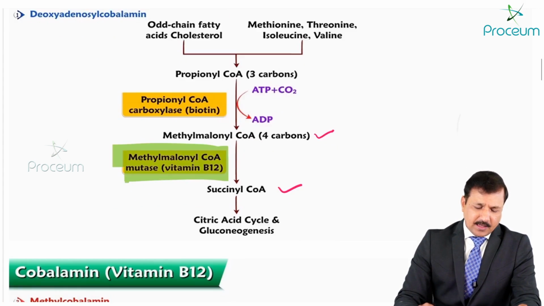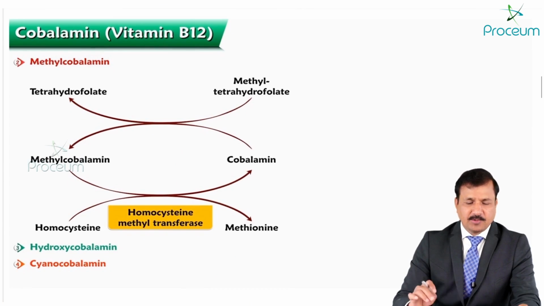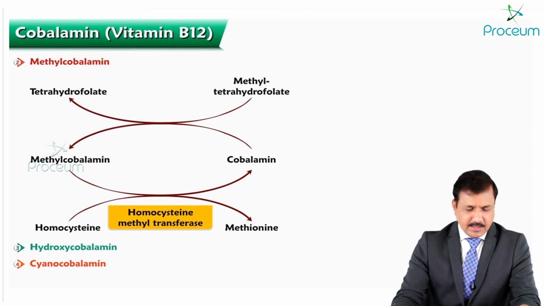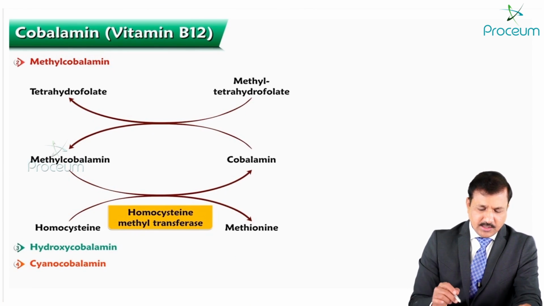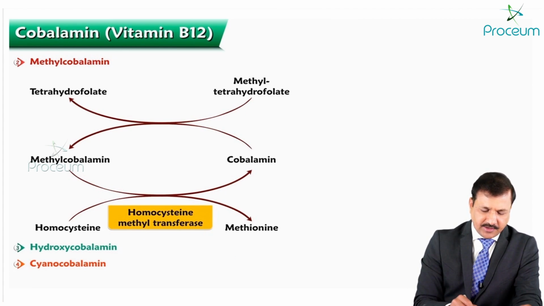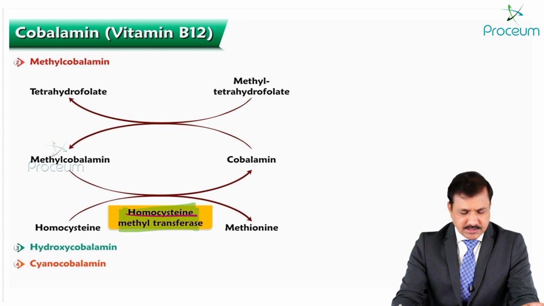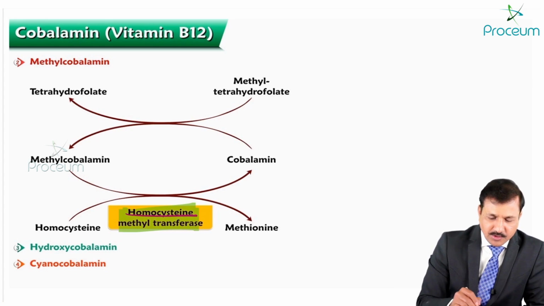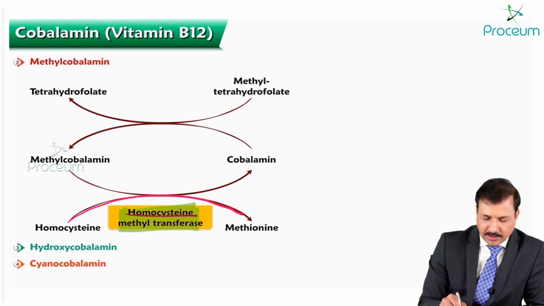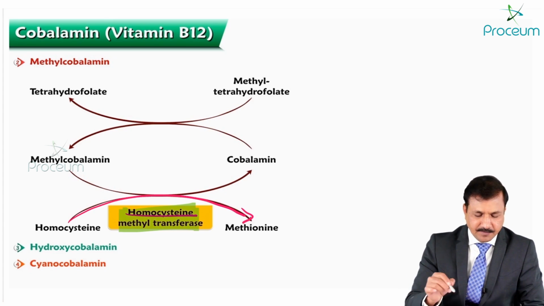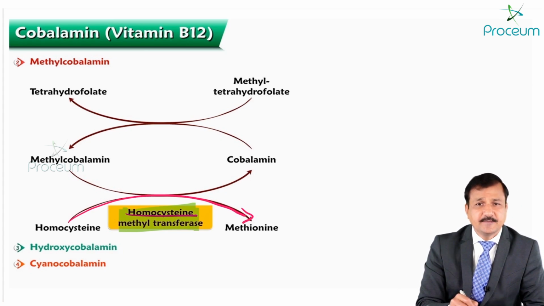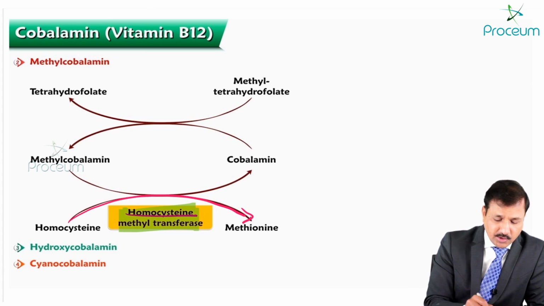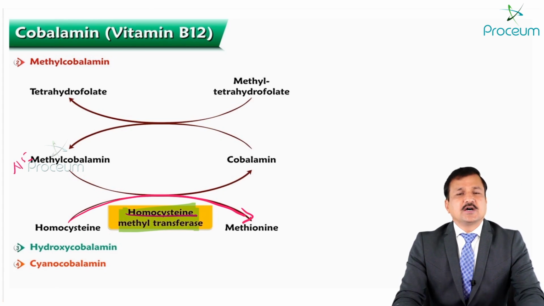And now, the role of methylcobalamin. Methylcobalamin is needed for an enzyme called homocysteine methyltransferase, which is also referred to as methionine synthase. This enzyme is involved in the conversion of homocysteine into methionine. As you see here in the reaction, homocysteine is methylated to become methionine and the methyl group donor here is N5-methylcobalamin.